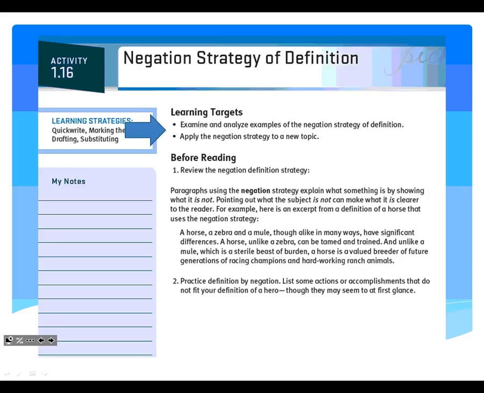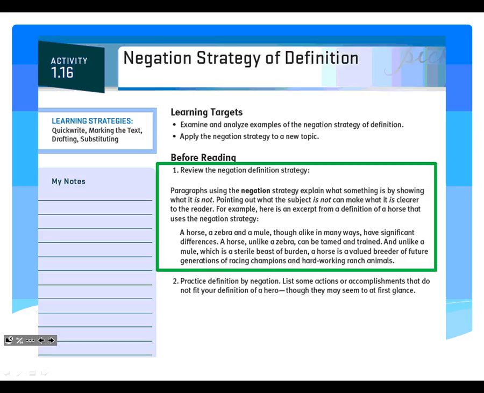So activity 116 is having you practice 2 things. First, examining examples of a negation strategy, and second, applying negation strategy to your own paragraph writing. Now, the before reading section and step number 2 are the only things we're actually looking at today. We're not going to look at anything further from that.